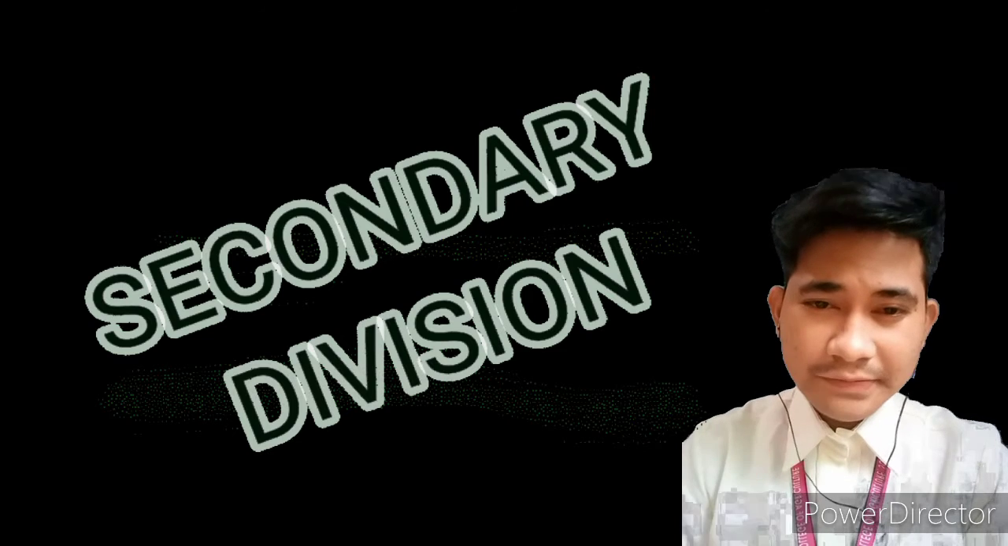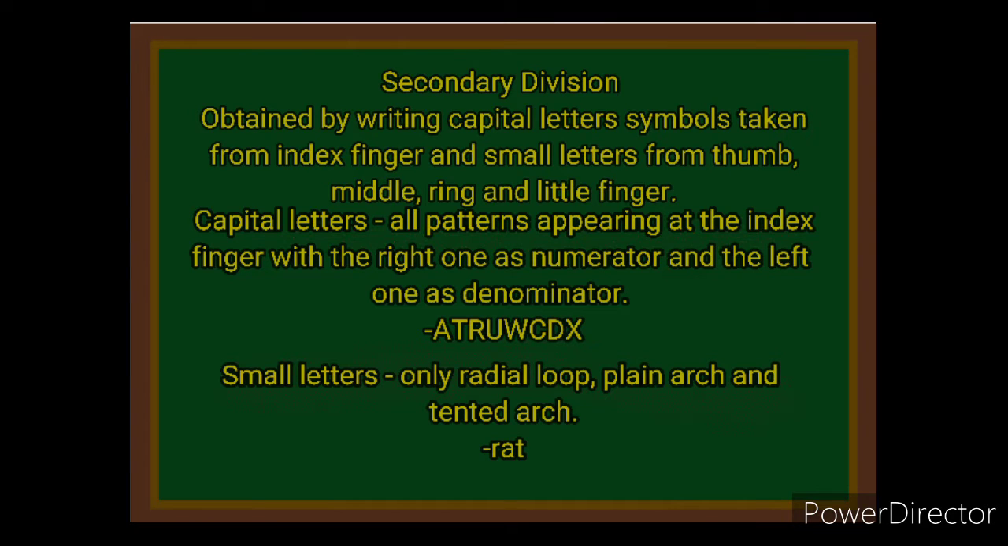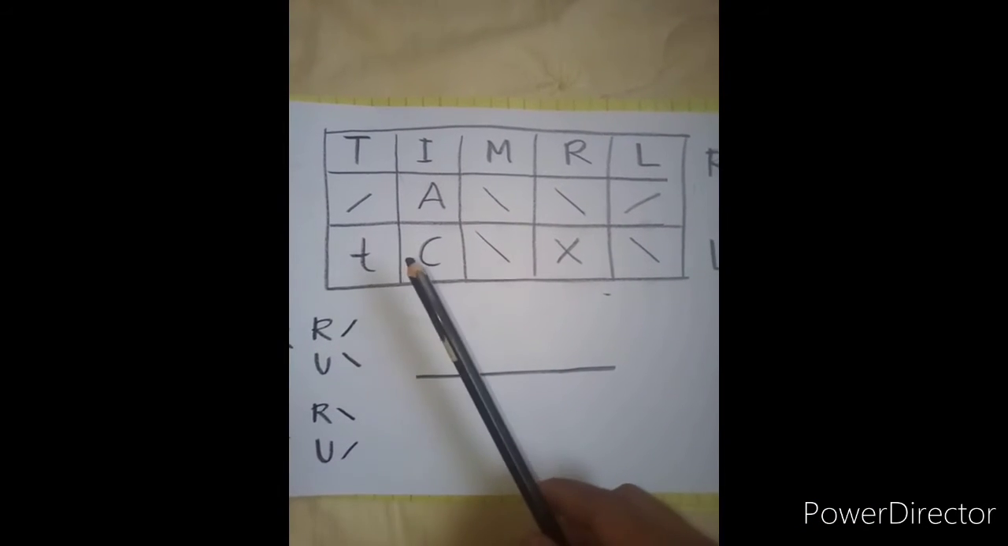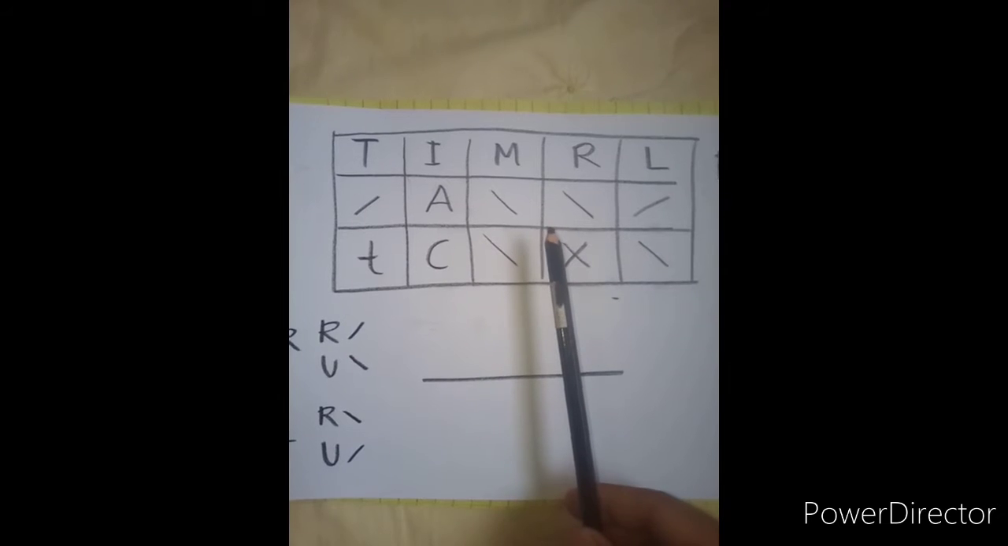In secondary division, it is represented by capital and small letter combination based on their interpretation made during the blocking. And I have some examples to find capital and small letters in this problem. This is an example of finding capital and small letters.